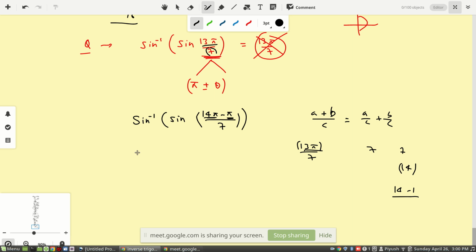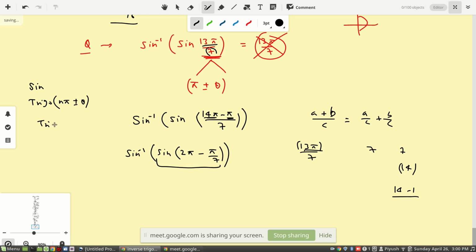So after that you separate. Sine inverse of sine. If I divide this, 7 to the 14 gives 2 pi minus pi by 7. And I have taught you that whenever there is any trigo of n pi plus or minus theta, the trigo doesn't change. So that is the same trigo of theta, but the sign you have to decide. How to decide a sign? It depends on where you're going according to this angle, and in that quadrant, what the sign of the initial trigo is.